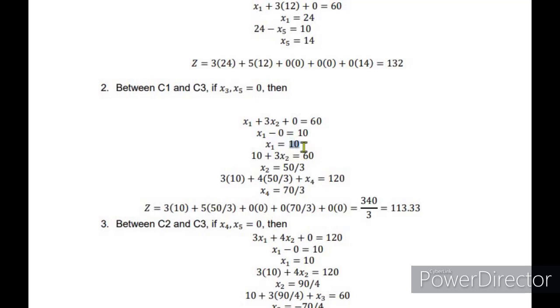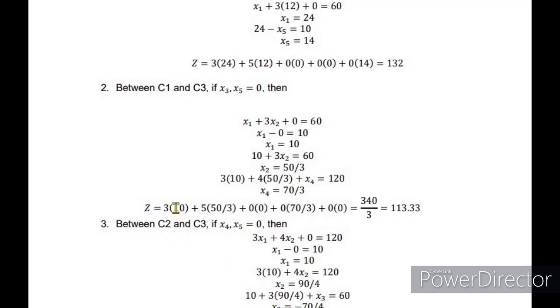Now, you just substitute this 10 to this equation to get x sub 2. So by substituting that, it will be like this. So you have x sub 2 is equal to 50 over 3. Now you substitute them to the second constraint to get x sub 4. So x sub 1 is 10, then x sub 2 is 50 over 3. Then simplify. You get x sub 4 is equal to 70 over 3. So, since all the variables here are positive, you will compute for the z value.